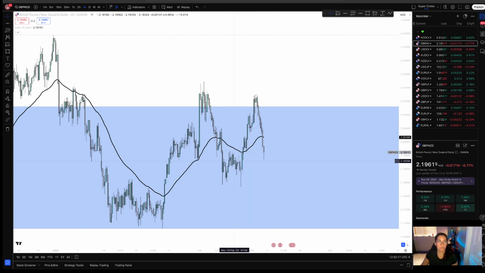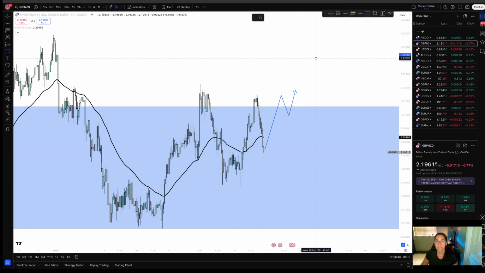You see here, we have the 4 hour demand area, or area of interest, whatever you want to call it. It really doesn't matter to me. So we have this little zone right here. Price came out of it and came back to retest. So what I would like to see is price to come out of this box, come back to retest and break up. So I want a body candle above here.